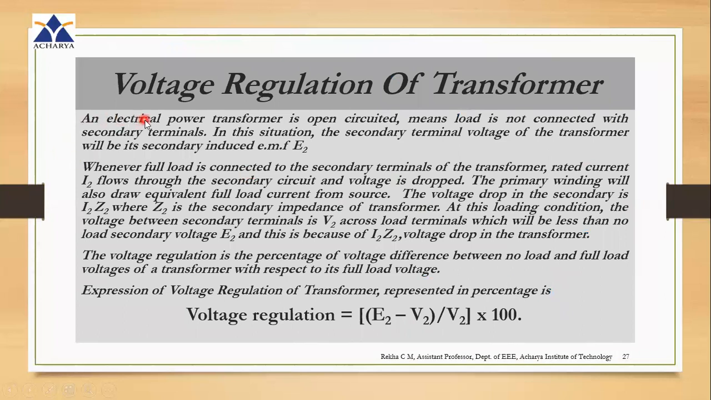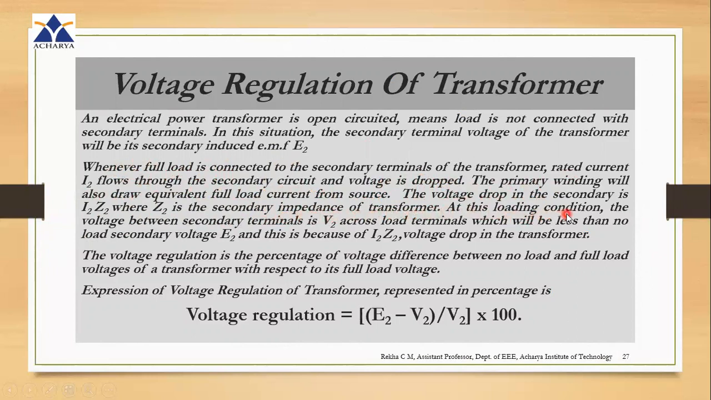So let us move on to voltage regulation of a transformer. An electrical power transformer is open circuited, means load is not connected with the secondary terminals. In this situation, the secondary terminal voltage of the transformer will be its secondary induced EMF itself. Whenever full load is connected to the secondary terminals of the transformer, rated current I2 flows through the secondary circuit and the voltage is dropped. The primary winding will also draw equivalent full load current from source. The voltage drop in the secondary is I2 into Z2, where Z2 is the secondary impedance of the transformer.